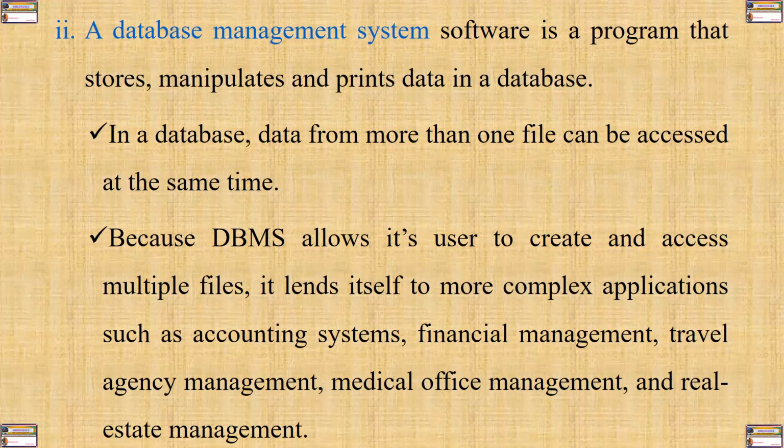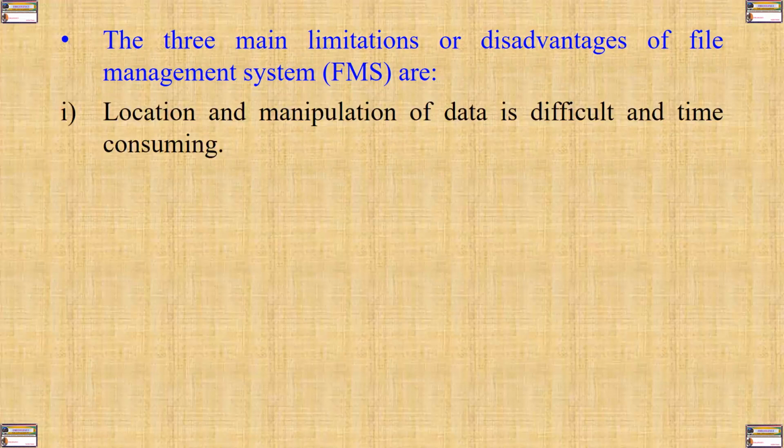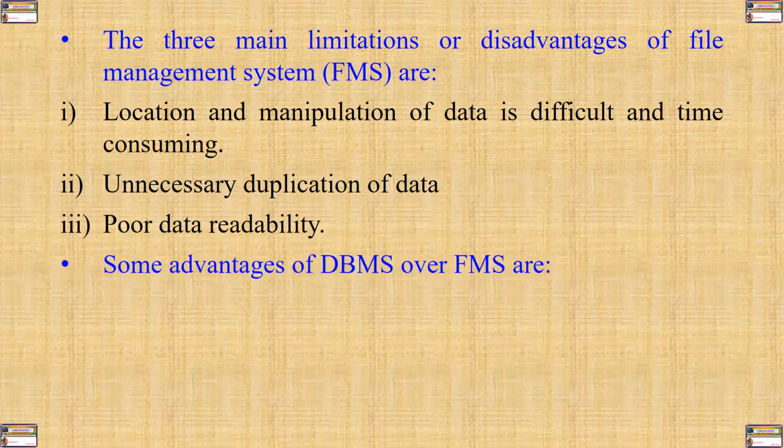Because DBMS allows its user to create and access multiple files, it lends itself to more complex applications such as accounting systems, financial management systems, travel agency management systems, medical office management systems, and real estate management. The three main limitations or disadvantages of file management systems are, number one, the location and manipulation of data is difficult and time-consuming. Number two, unnecessary duplication of data occurs. Number three, there is poor data readability.